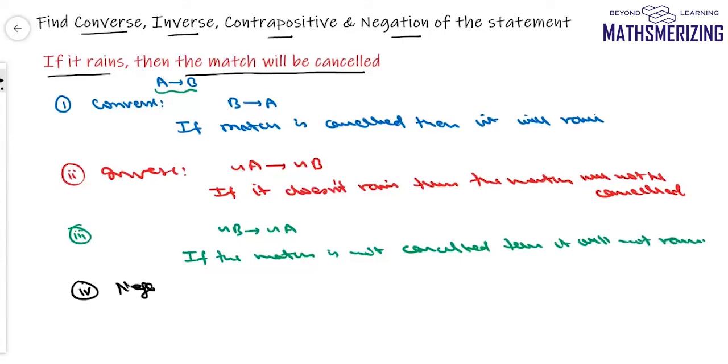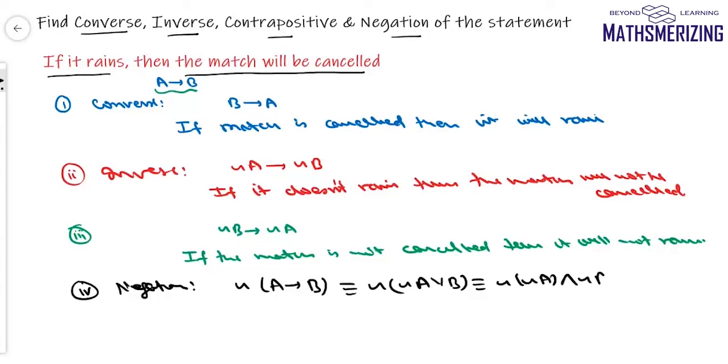So finally this fourth one, that is negation of the statement. So we need to write negation of this conditional statement. So negation of A implies B. We know that A implies B is equivalent to not A or B. So I can write it as not of not A and not B, which is equivalent to A and not B. So that means negation of this implication is simply A and not B.